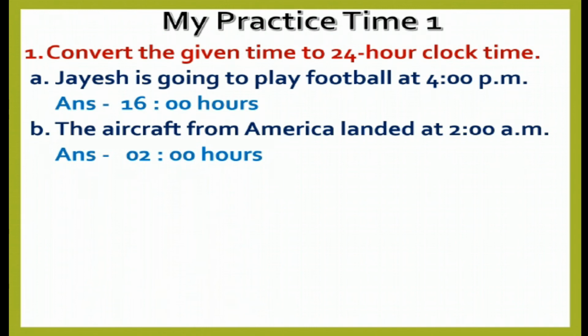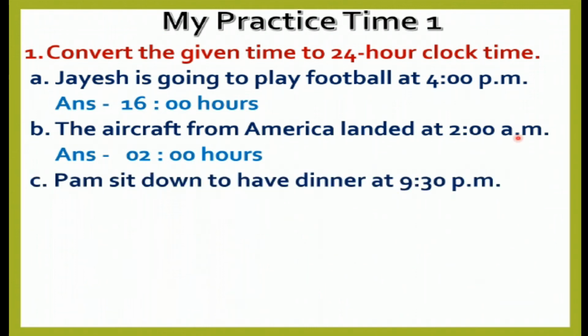Now question C: Tam sat down to have dinner at 9:30 p.m. We have to convert this 9:30 p.m. into 24-hour clock time. PM is there, so we will add 12 hours to 9 hours 30 minutes. This PM we will not write. So we will be getting 21 hours 30 minutes. So we write it as 21 hours 30 minutes.